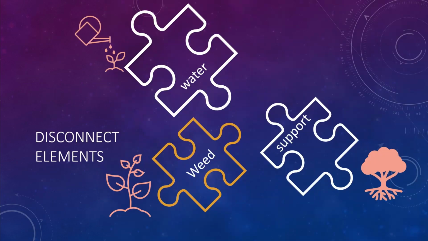So what we need to do is disconnect the elements that it needs. We disconnect water and we remove the support. Our chickens are very good at disturbing this weed, and they've learnt to eat it. We feed it to them when they're chicks.